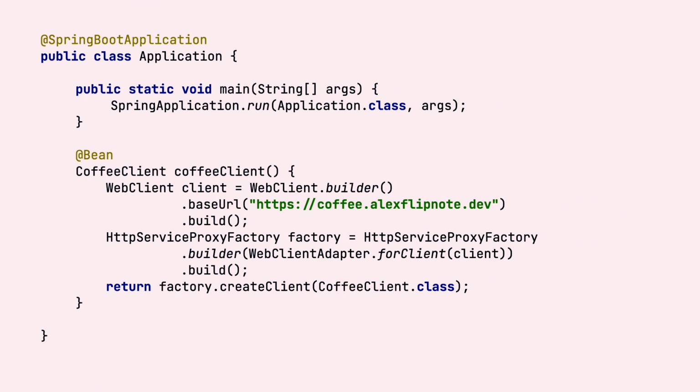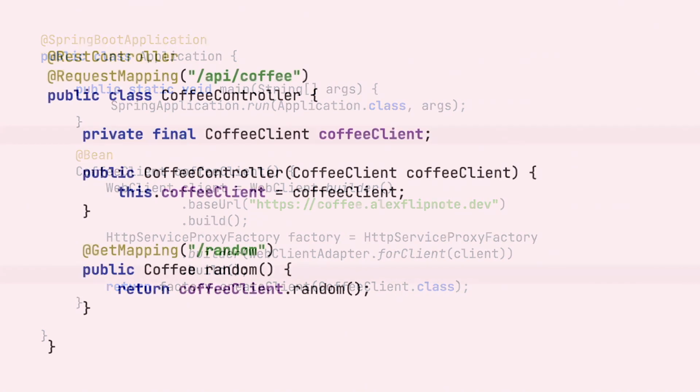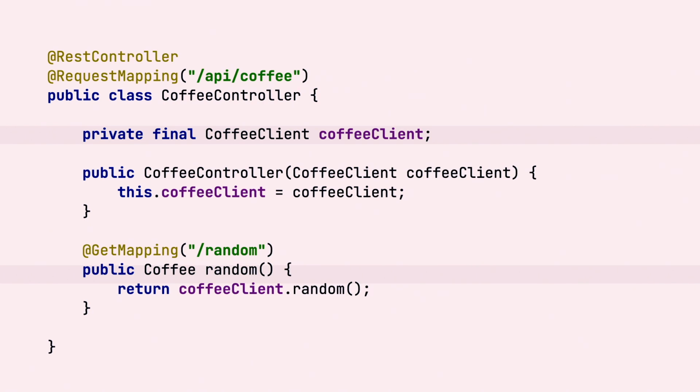And I think one day this may actually be baked into the framework, but for now you have to do some setup. You're just saying, hey, I'm creating a client with the base URL, and you're creating an HTTP service proxy factory. So once that's created, now back in my coffee controller, I can say, hey, I need an instance of that coffee client. I can use it, and I could say, hey, coffee client.random. And again, I haven't written any implementation of calling that coffee service.